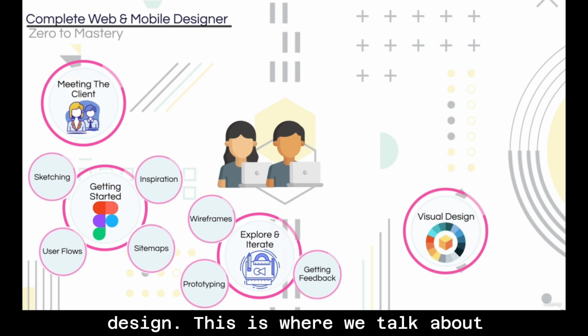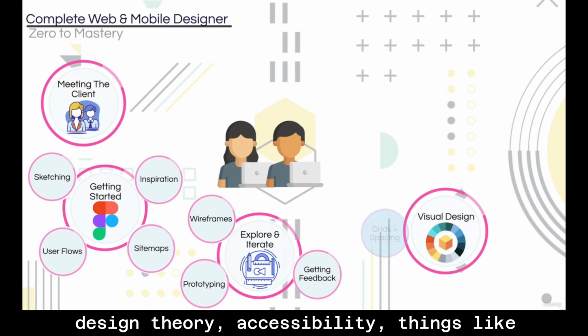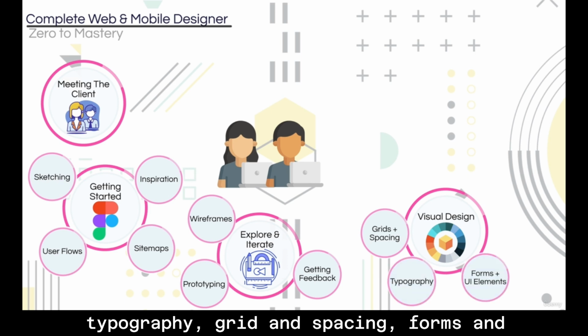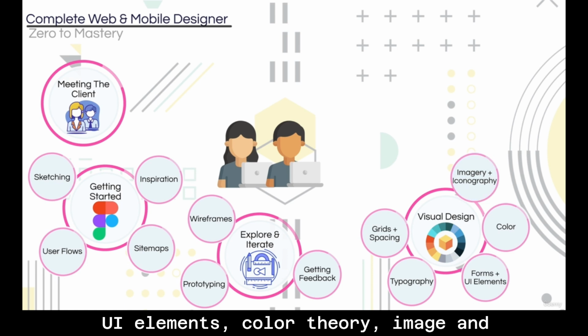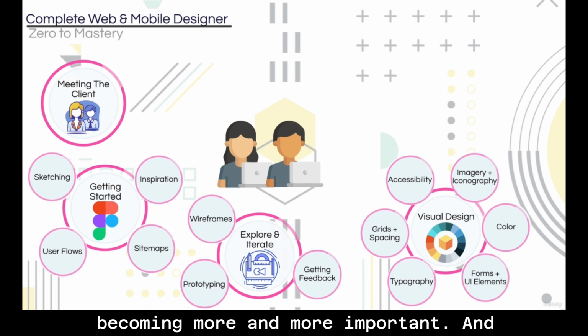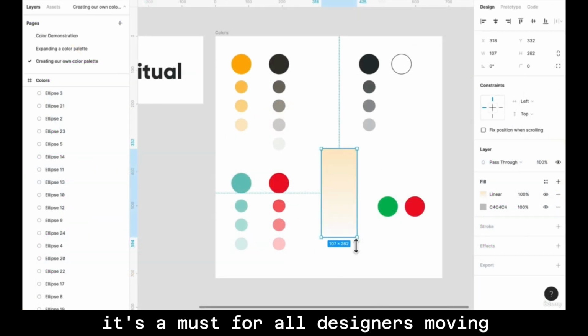It's the visual design. This is where we talk about design theory, accessibility, things like typography, grid and spacing, forms and UI elements, color theory, image and iconography, and obviously, as I mentioned, accessibility, which is becoming more and more important. And it's a must for all designers moving forward.